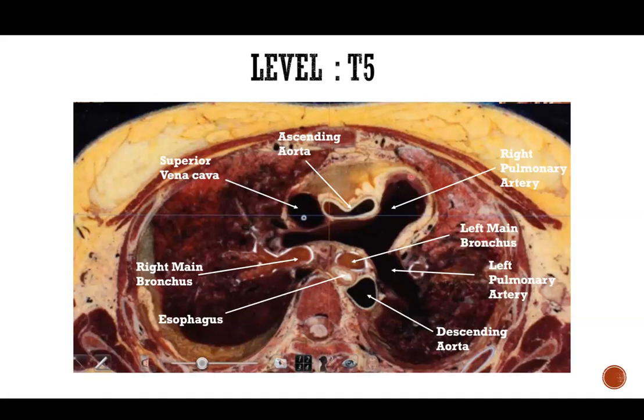Don't get mixed up in the exam and say this is the pulmonary trunk. This is a very common mistake. Since this is the biggest, people think it's the pulmonary trunk. This is the pulmonary trunk, and it gives off the right pulmonary artery and the left pulmonary artery. Okay.